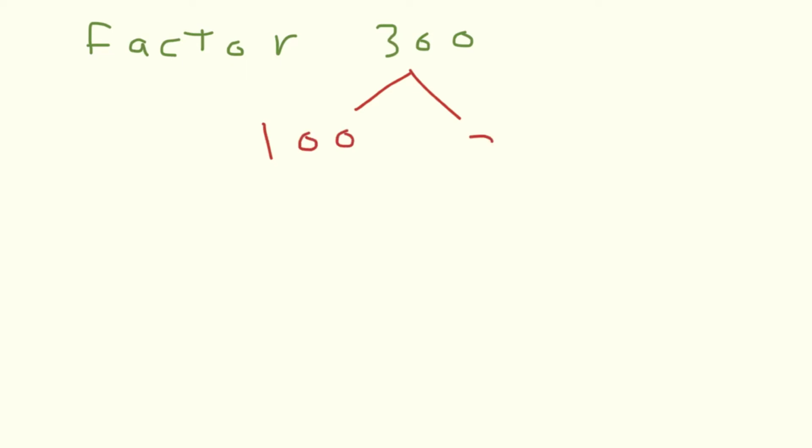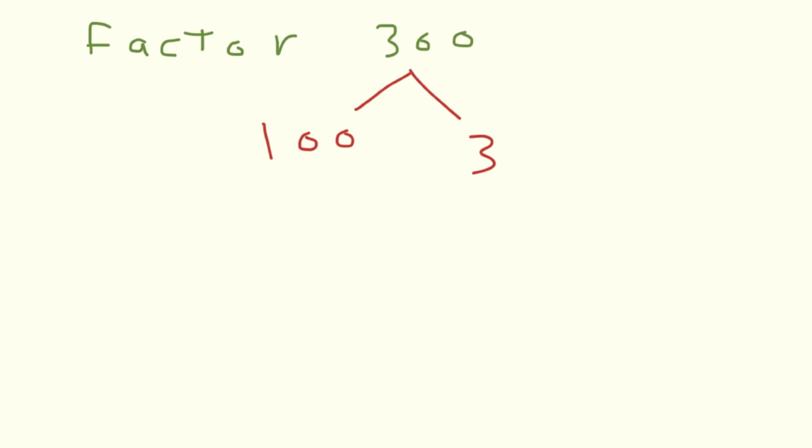If I want to factor 300 completely, there are two ways you can think about it. One way is to break it into smaller numbers in any order you like. For example, someone might say 300 is 100 times 3. It's very obvious, right?